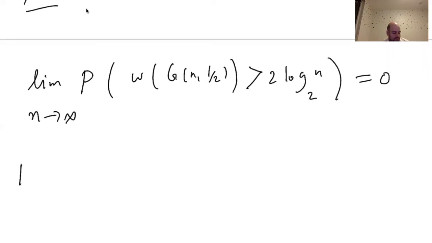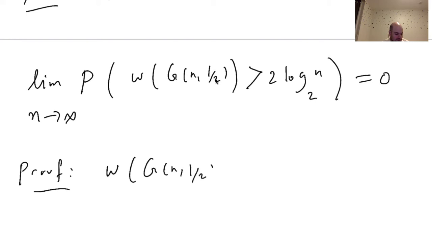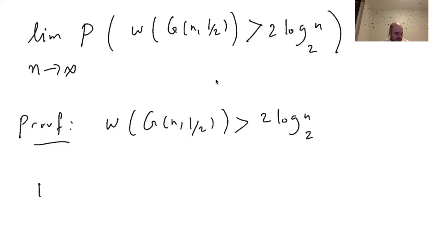Okay, proof. First let me start with the statement that I have here. Let me show you with the cursor. So this expression, clique number omega of G(n, 1/2) is bigger than 2 log n in base 2, is equivalent to saying the following, if and only if.